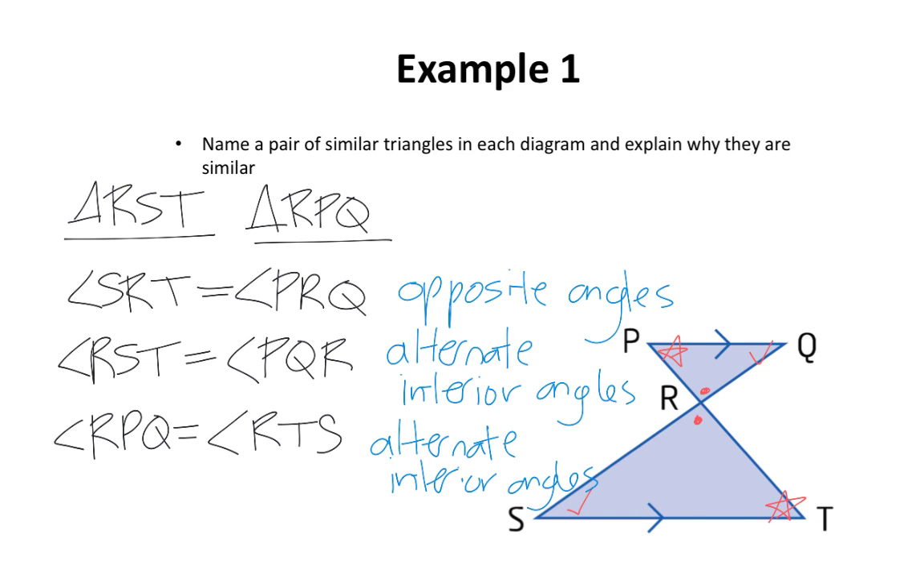Since we've established that corresponding angles of these two triangles are equal, therefore you can conclude that they are similar triangles. Therefore, I'm going to say triangle RST is similar to triangle RPQ.